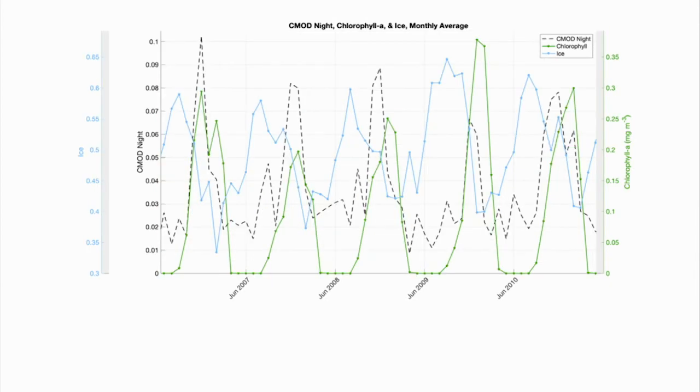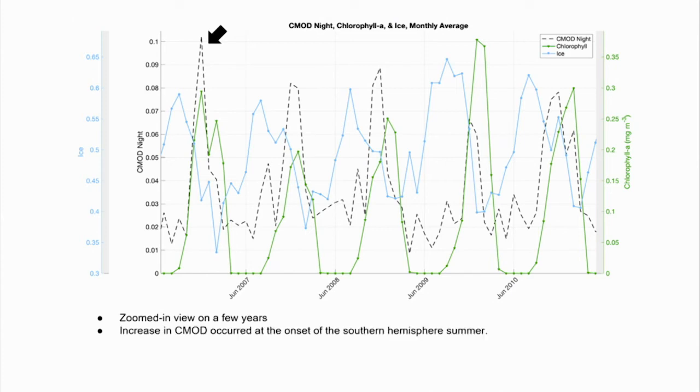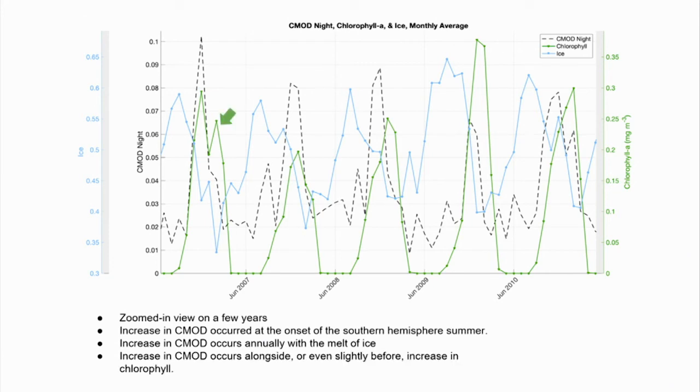And here's now a zoomed-in view to look more closely at these trends. So the black arrow again indicates CMOD. And what's interesting year after year is that the increase in CMOD occurred at the onset of the Southern Hemisphere summer. Next, we have the blue line, which indicates ice. And again, year after year, the increase in CMOD occurs annually with the melt of ice. The green line indicates chlorophyll A. And again, in relation to CMOD, the increase in CMOD occurs alongside or even slightly before the increase in chlorophyll.